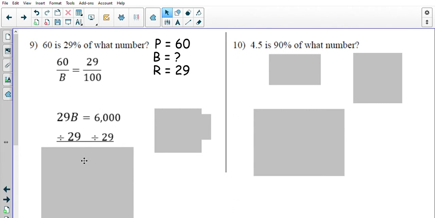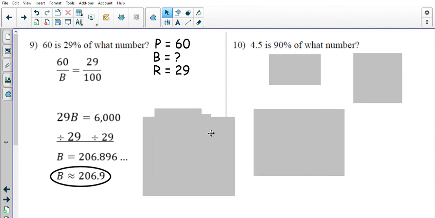We will need to round in this case. We're going to end up getting a pretty long decimal. So we end up getting 6,000 divided by 29 is 206.896, and so forth. To the nearest tenth, it's about 206.9.